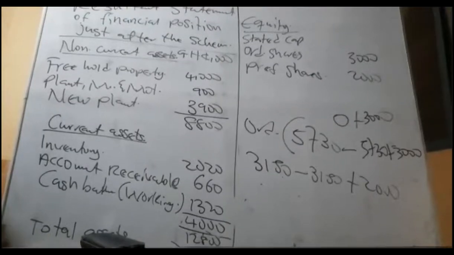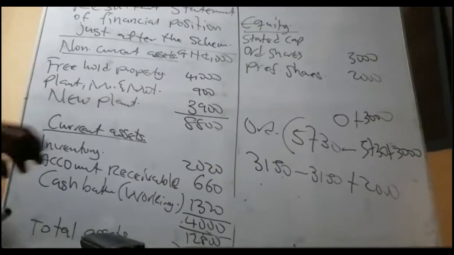Then here we don't have income surplus or loss. We scrap it off. It has been cancelled. So no income surplus or loss. You are done with the equity. Then you go to your liabilities.